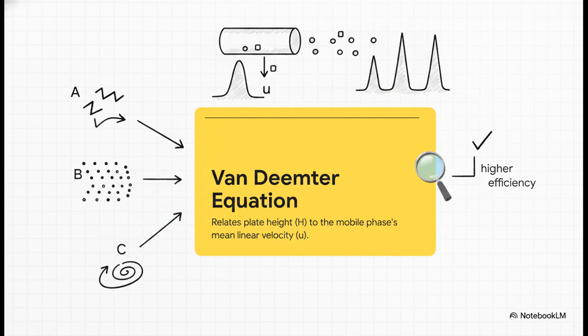H stands for the height equivalent to a theoretical plate, or HETP, and U is the mean linear velocity of our mobile phase. Those experimental parameters, A, B, and C, they represent distinct physical forces. And just to keep our math straight, if H is measured in centimeters, A is in centimeters, B is in square centimeters per second, and C is in seconds.